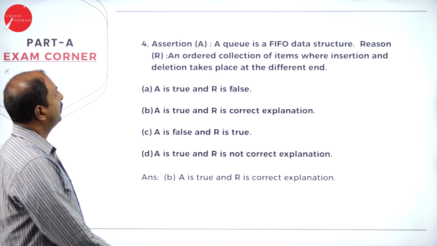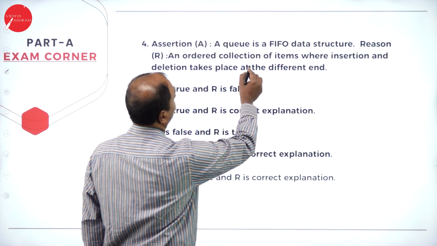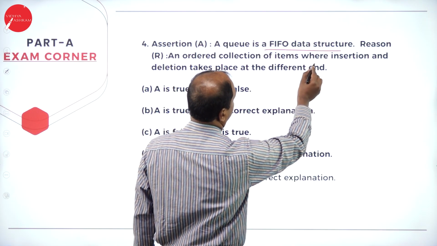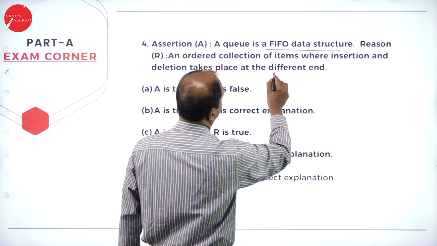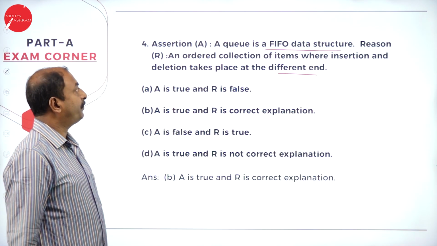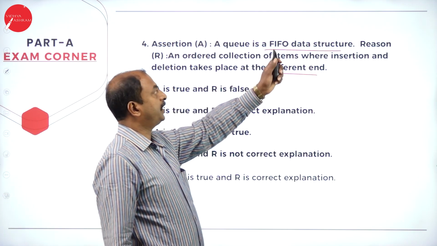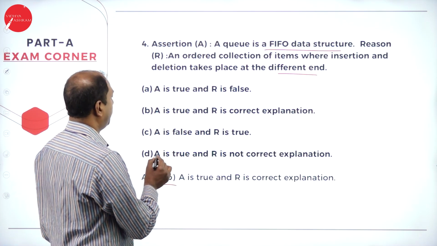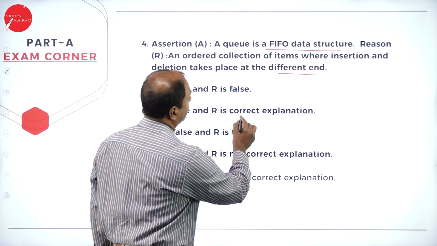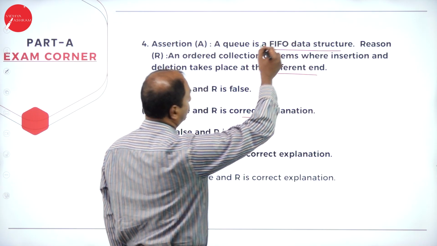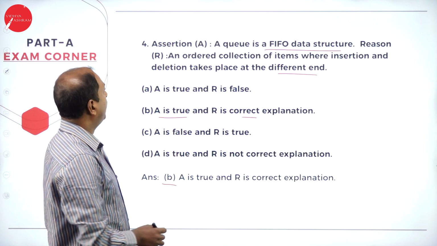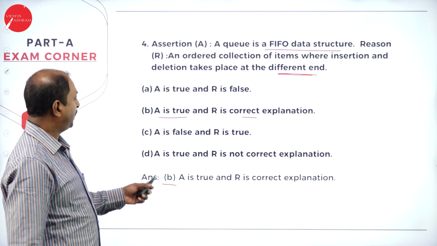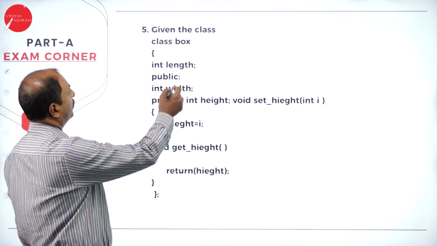In the fourth question, assertion A: Queue is a FIFO data structure. Reason R: an ordered collection of items where insertion and deletion take place at different ends. This is the basic definition of queue. FIFO means first in, first out. So here the answer is B. What is B here? A is true and R is the correct explanation. Queue is FIFO, that is true, first in, first out, and insertion and deletion take place at two different ends. So the answer is B.